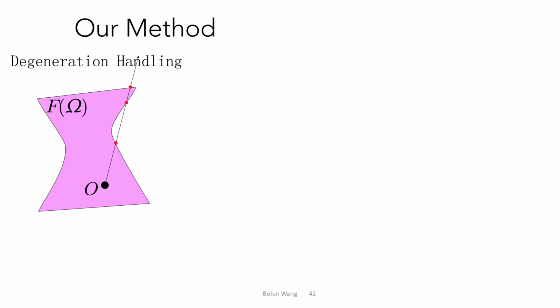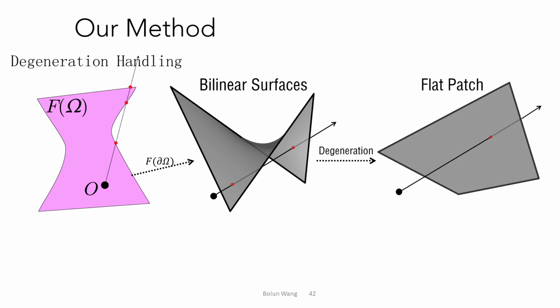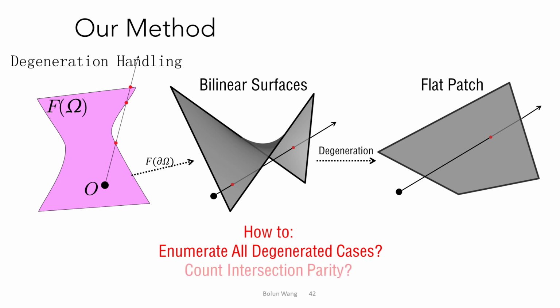Burchell et al. have already introduced how to count intersection parity for a ray and a non-degenerated bilinear patch. The bilinear surfaces are degenerated when the four vertices are coplanar or collinear. For these cases, Burchell's method will fail. Then the problem will be how to find all degenerated cases and how to count the intersection parity.